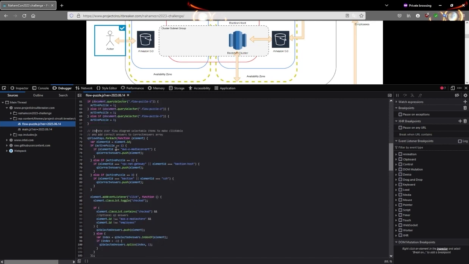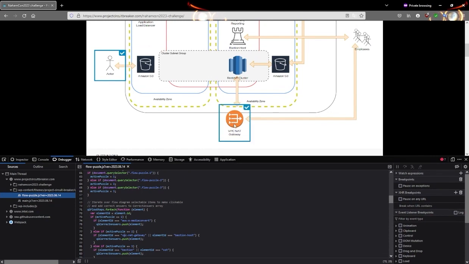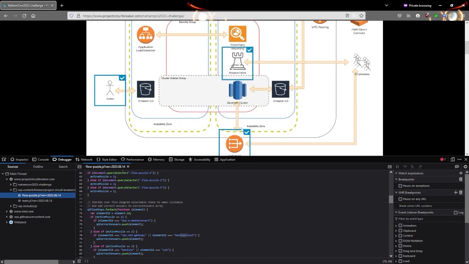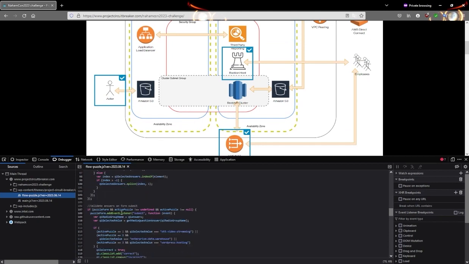What this function basically does is, according to the commands, iterate over the flow diagram, and the correct answers are sent to the correct answers. As you can remember, the first one, AWS Elemental MediaConvert, is from the first puzzle, and for the second one we have a VPC NAT gateway. The VPC NAT gateway is here, and also we have a Bastion host here. So that is basically the answer, and to prove to you that that is the answer, we have another function called validate answers on form submit.